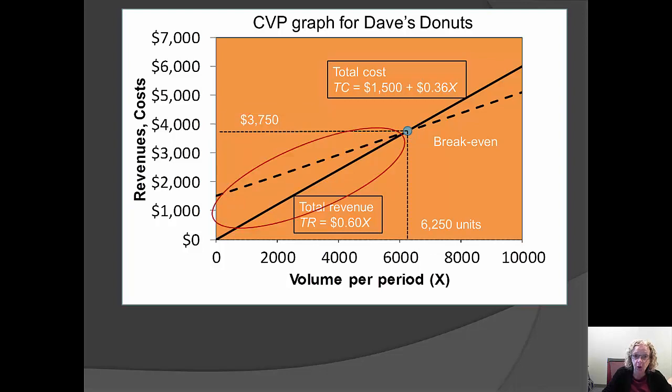Now, below break-even is our area where we would be operating at a loss. In other words, if we don't generate enough sales to break even, we can't cover all of our fixed cost. And the farther away we are from break even, the bigger the loss is.